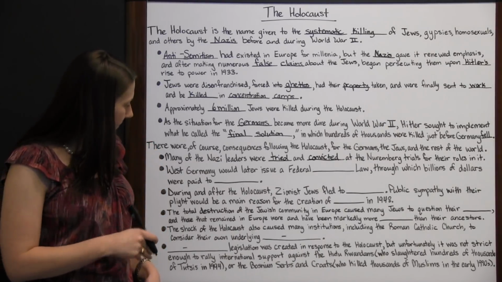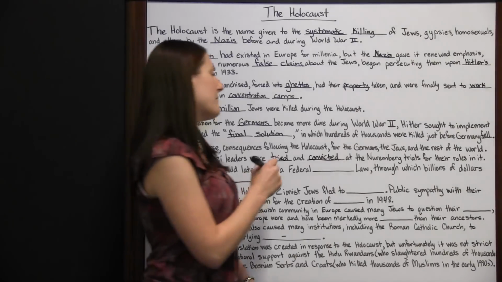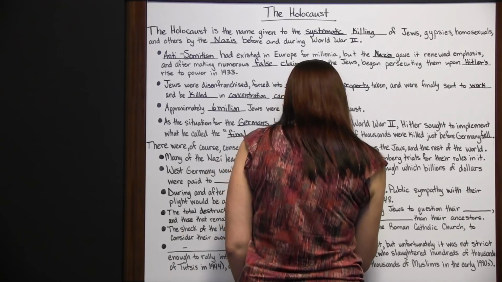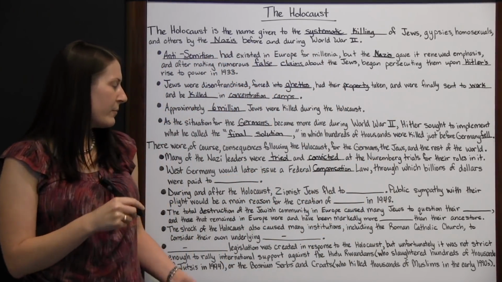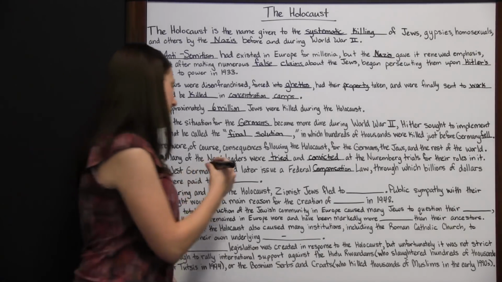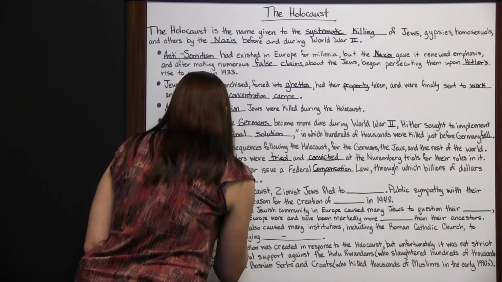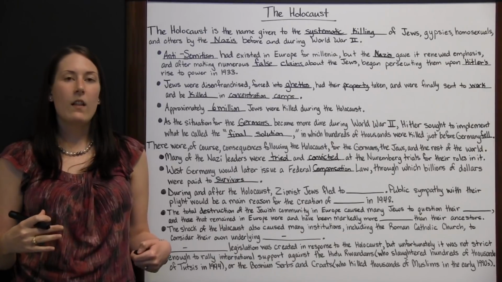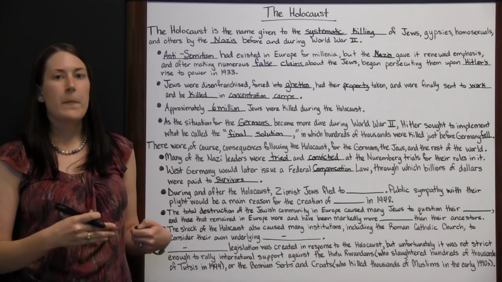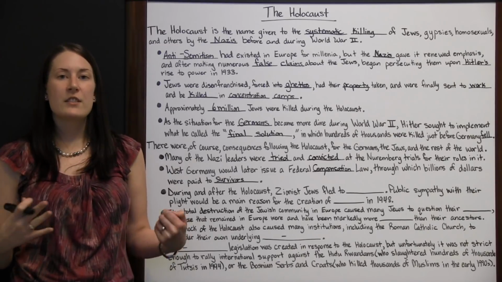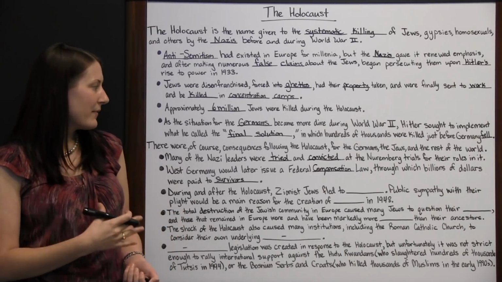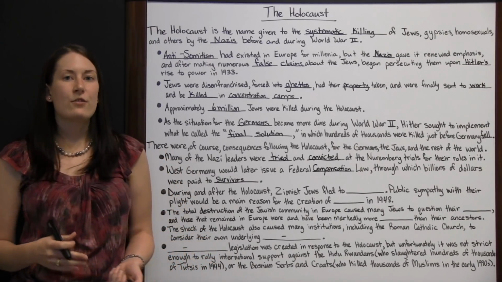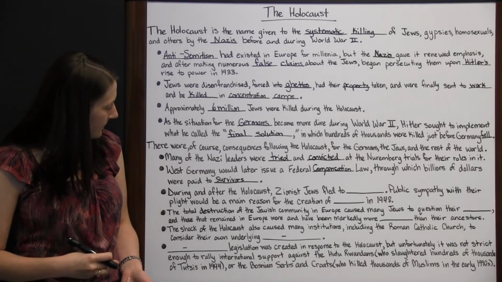West Germany would later issue a federal compensation law which gave billions of dollars to survivors. So surviving Jews who had made it out of Germany or out of Europe, who had hid away long enough for the war to end and for the Nazi leaders to be dealt with so that they could come out and be free. These survivors were paid altogether billions of dollars through the federal compensation law in West Germany.